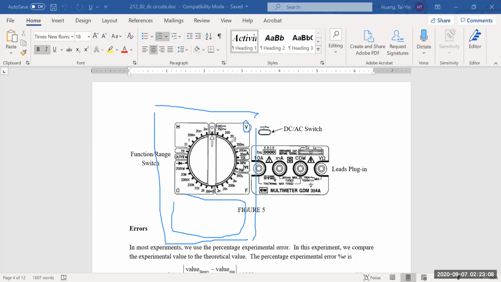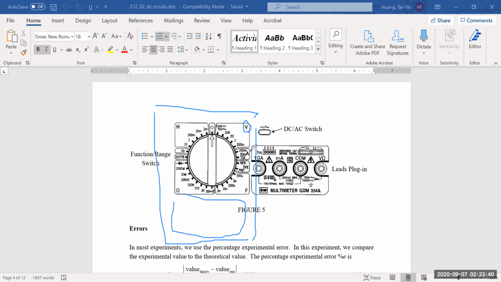And if it's anything less than 2, then you should place it at this 2 here in order to get better precision. And if something is above 20, then you should place it between 20 and 200. Then this switch should be placed at 200 so that the voltmeter can have a correct reading. Okay, so this is when you use it to measure voltage.